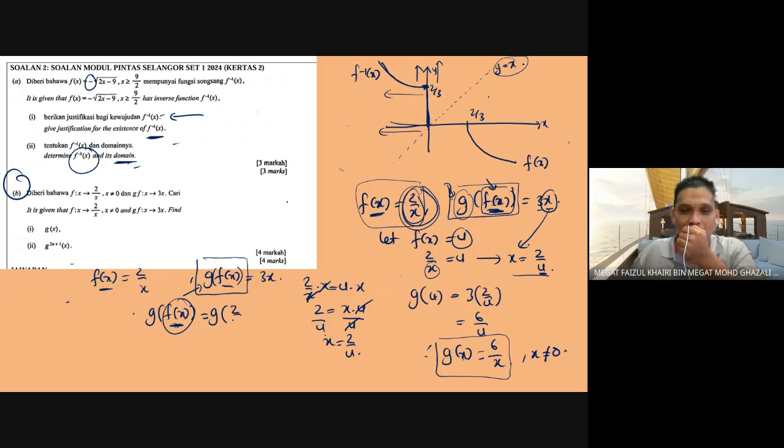So 2 over x, and then substitute 2 over x into the x of the function g. This g(x) has a variable of x. Substitute 2 over x into the x of the function g. So then, okay, g(x) equal to 6 divided by x. But now we substitute x with 2 over x.